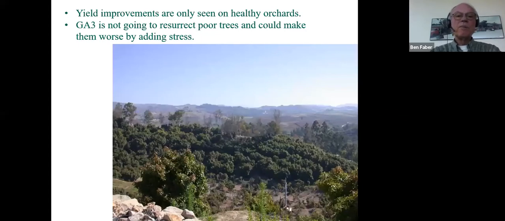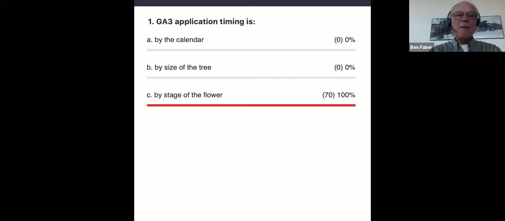So in summary, yield improvements are only seen on healthy orchards, and Ga3 is not going to resurrect poor trees and actually could make them worse by adding stress. So at this point, there's another set of questions. Ga3 application timing: you have a choice, A, by the calendar, B, by size of the tree, C, by stage of the flower. One of those is correct.